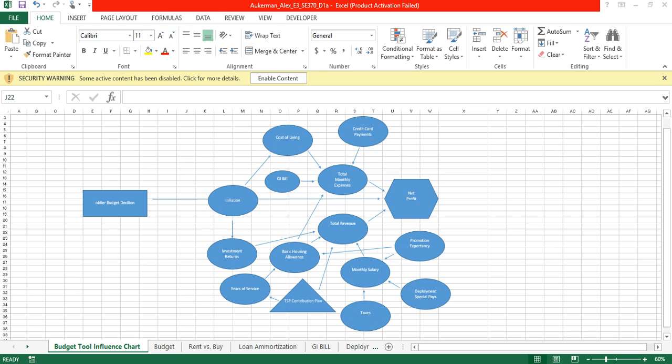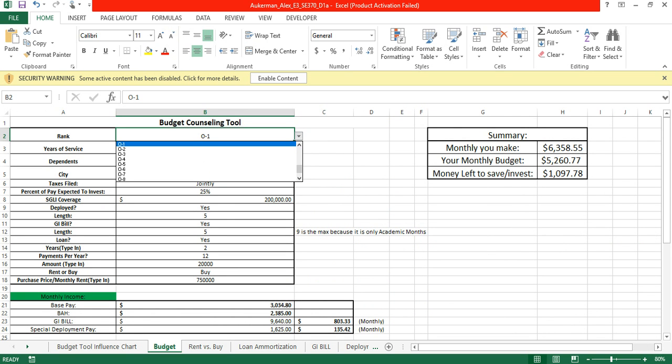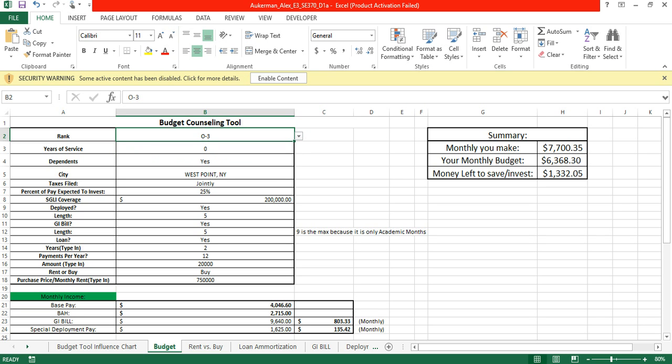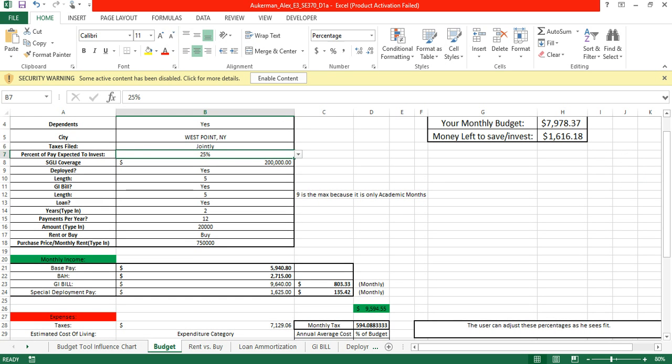All right, so when we move over to the budget, we have this breakdown for the soldier to fill out with his corresponding rank, so we can change that, and you see the monthly salary, the BAH changes, how long they've been in. It'll benefit the soldier if they have dependents, where they live, how they file their taxes, and then there's a percentage of what they expect to invest every month from their paycheck to help give them that budget for their expenses.